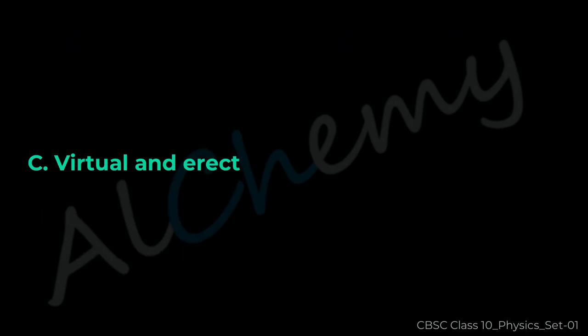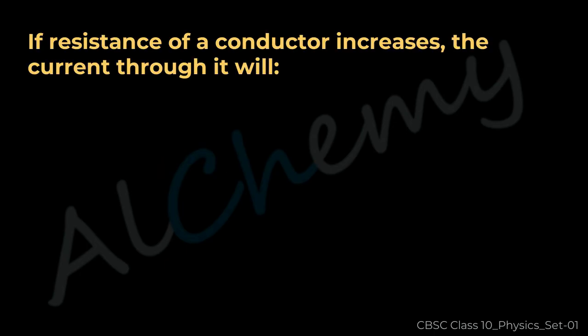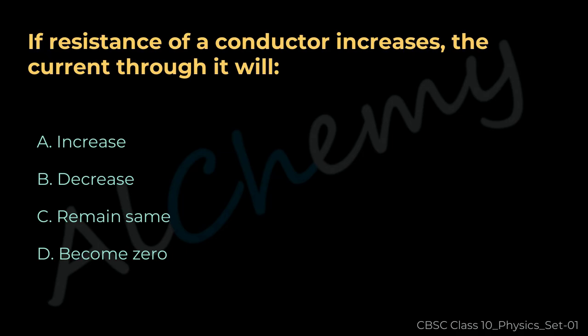The correct answer is C. Virtual and erect. Question 29. If resistance of a conductor increases, the current through it will A. Increase. B. Decrease. C. Remain same. D. Become zero.